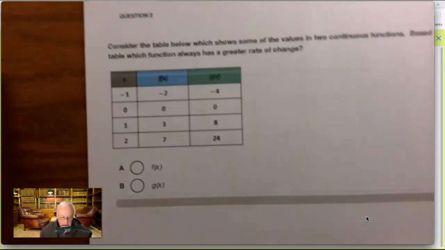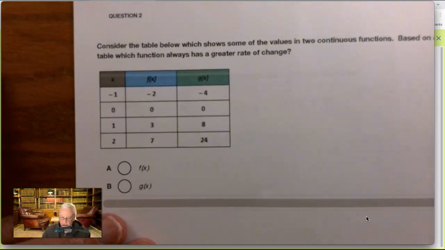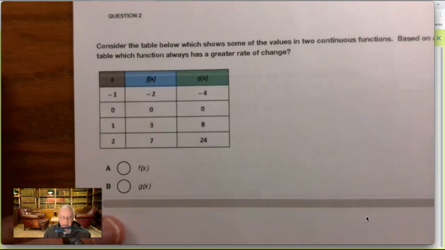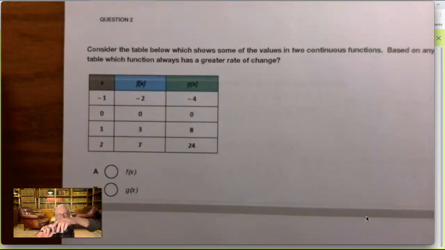We're looking at the table now, which shows some of the values of 2 continuous functions. These are continuous based on any interval we look at. Which function always has a greater rate of change? Which is going up fastest all the time?